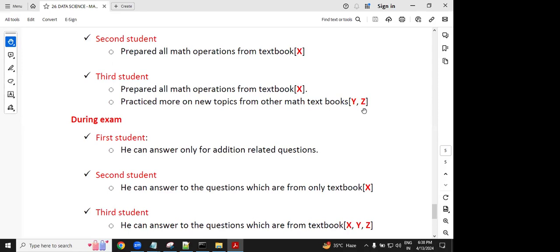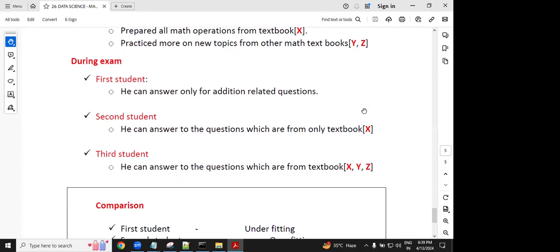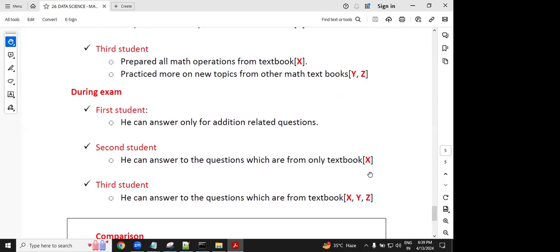Why textbooks also? Now let me tell you. First student, he can answer only addition questions. Second student, he can answer questions which are from what exactly? X textbook. And the third can answer questions from X, Y, Z textbooks. Conclusion of the story, assuming that the prescribed text is only X textbook. But sometimes we may face a question, what I can say, out of syllabus question. Only a few students can touch those actually. Am I right or not, sir?